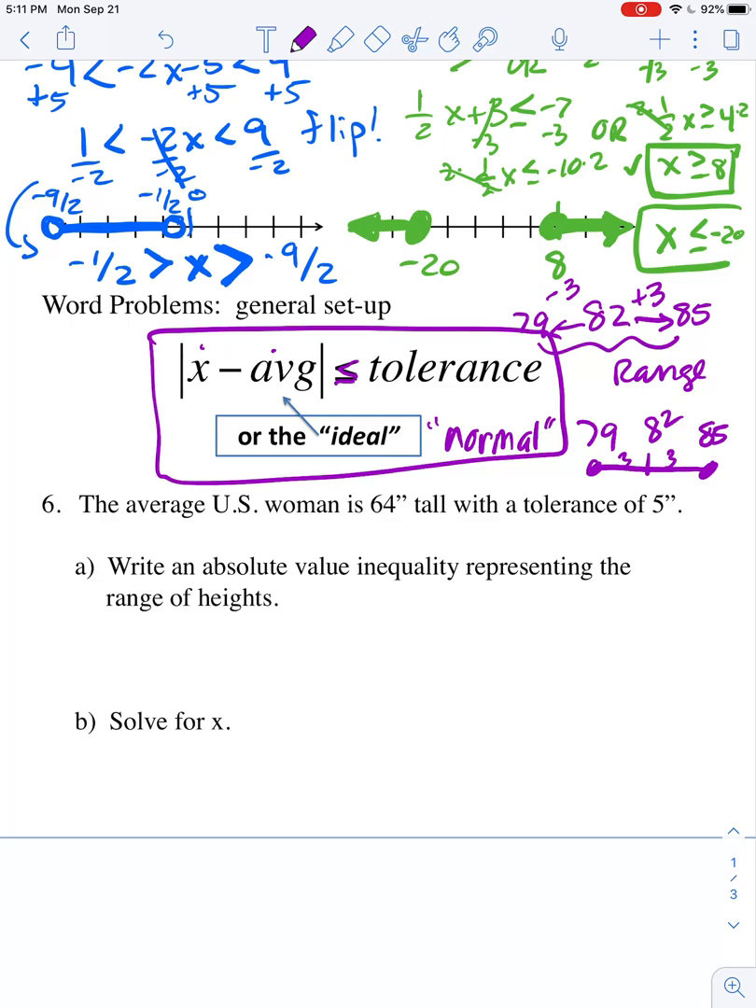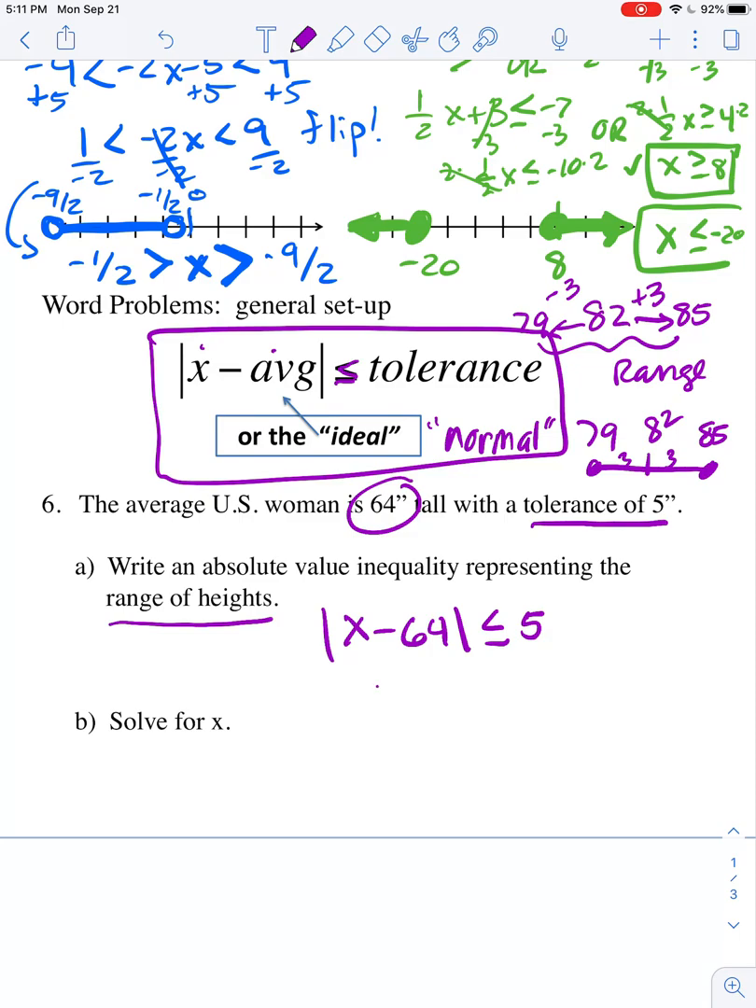So if you're asked to write an absolute value inequality representing the range of heights, you would start with your tolerance equation. This is my average, because the average US woman is 64 inches tall with a tolerance of 5. So you're saying the difference from any value to 64, which is the average, has to stay within 5 units. Okay, well that's an and statement. So this is my tolerance statement.